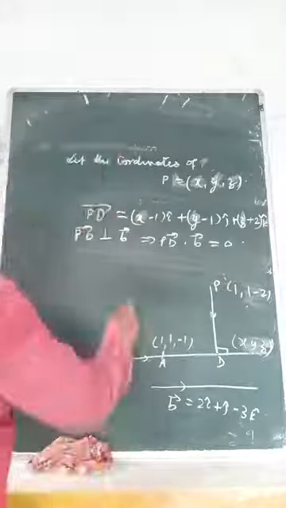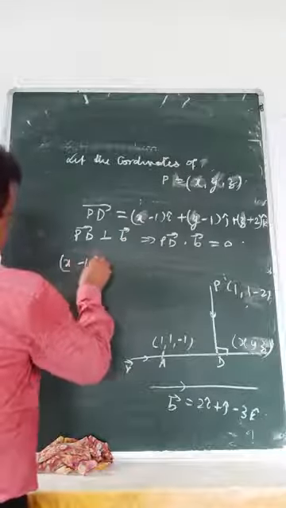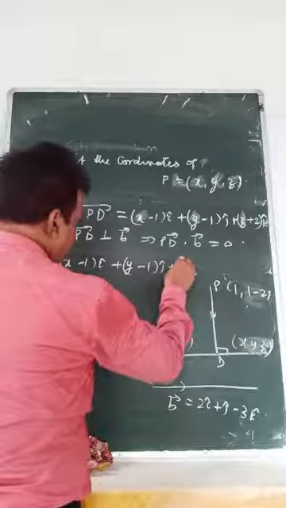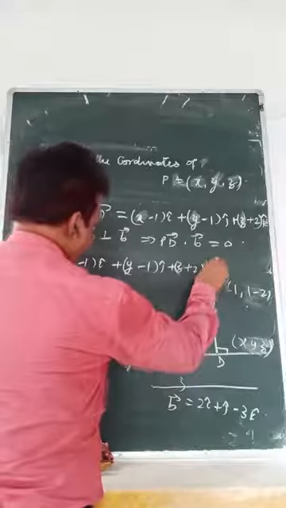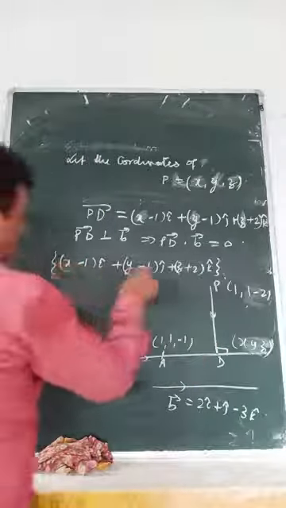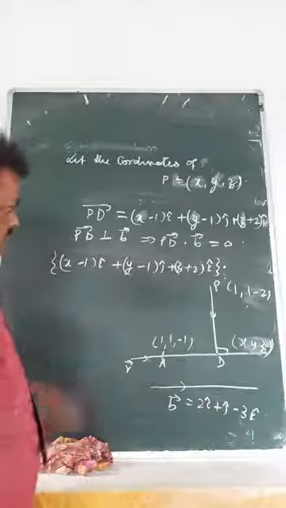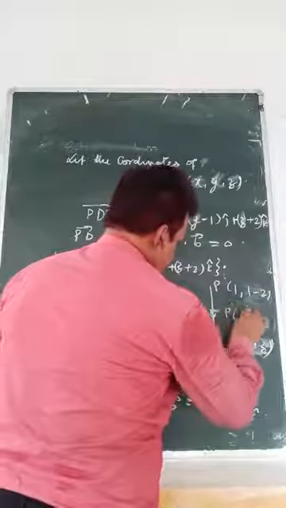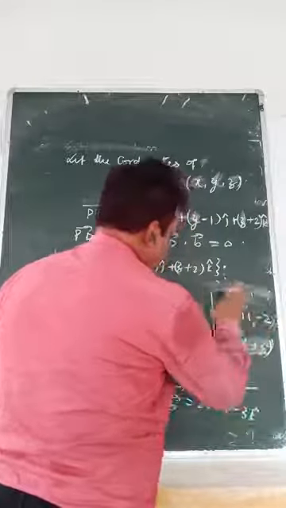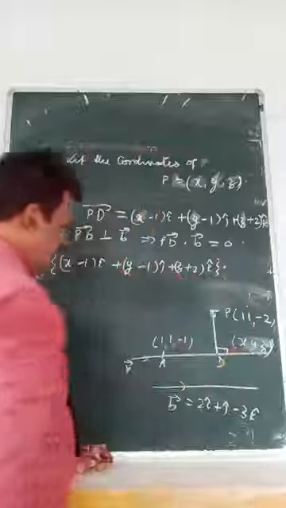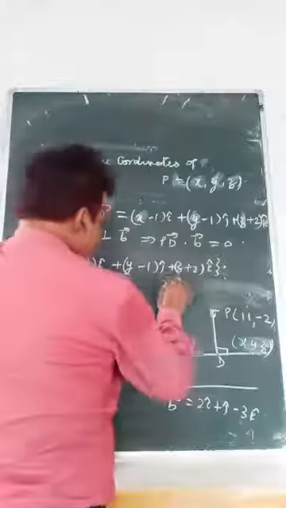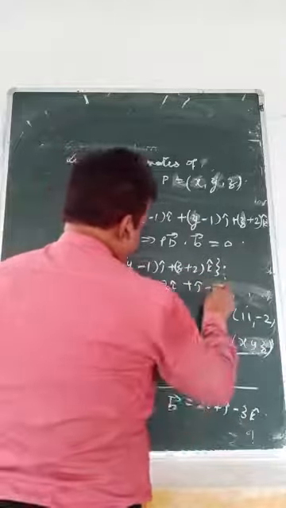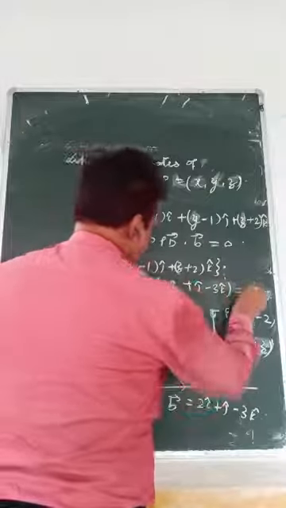That means this vector (x minus 1)i, (y minus 1)j, (z plus 2)k dot, this I am writing here, 1, 1, minus 2, dot the vector G, which is 2i plus j minus 3k, equals 0.